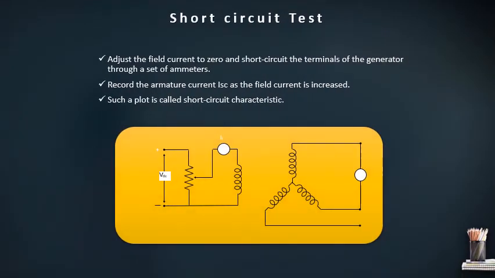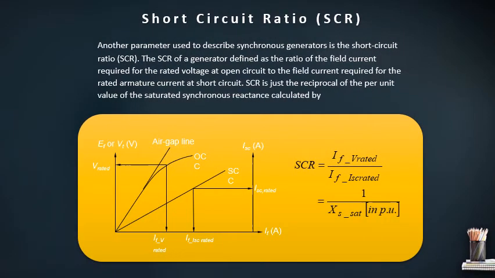Short circuit test. In this test, the field winding is connected to a separate DC source, or excited by a separate DC source, and the armature winding is short circuited by using a wire. Adjust the field current to 0 and short circuit the terminals of the generator through a set of ammeters. Record the armature current ISC as the field current is increased. Such a plot is called the short circuit characteristic. So in the diagram, you can see the OCC is called the open circuit characteristic, and SCC is called the short circuit characteristic.